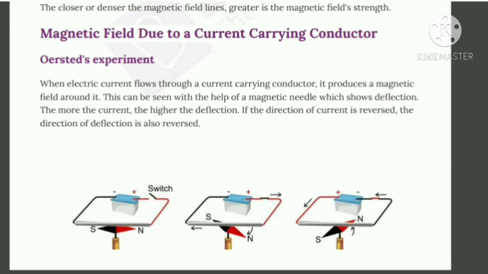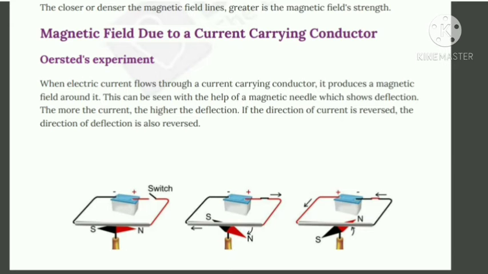In this case, the positive end is on the right hand side and the negative end is on the left hand side. Here current will flow from positive to negative, here it is clockwise, and therefore the direction of the magnetic field is from north to the south.